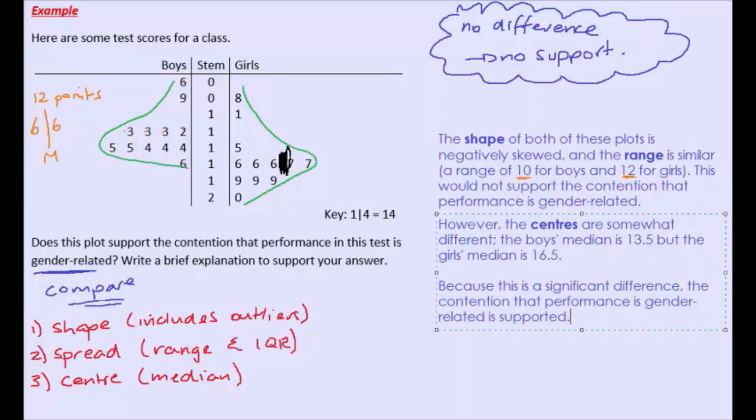There you go. So what I've done is I've written an answer here, and I've ultimately said that, first of all, I know what the 3 ways to compare a graph are, and that's really important, and that's why I've highlighted them or bolded them: shape, range, and centers. Then what I've done is I've compared them, and I've shown that I know that if there's no difference, there's no support. And finally, I've made sure I've answered the question by saying that it is gender related, and that's because of the centers.